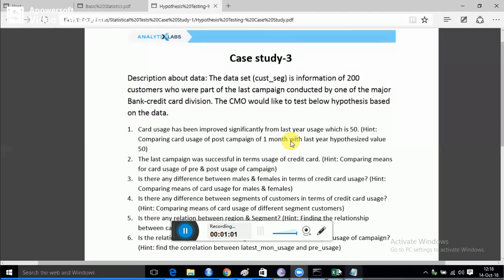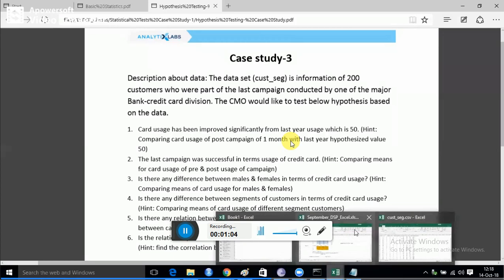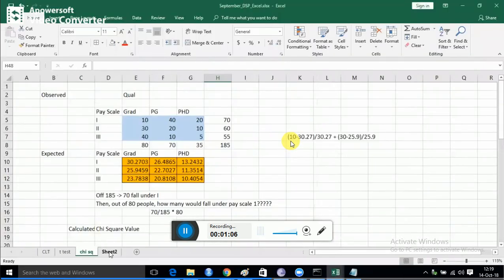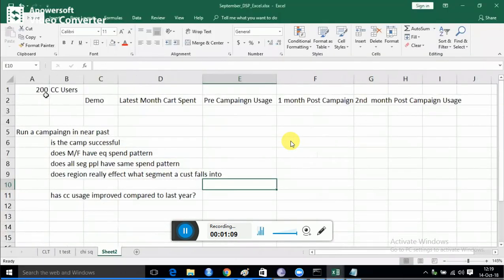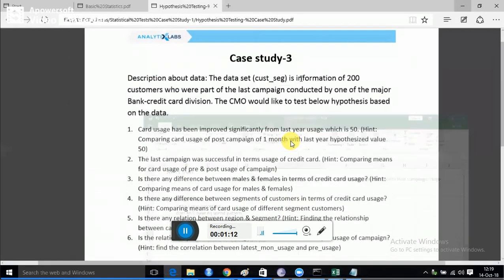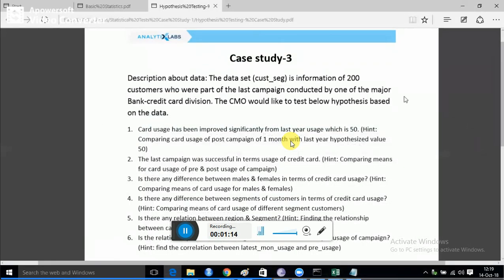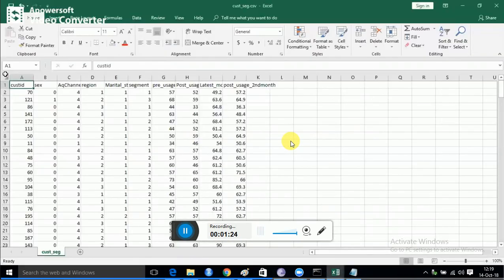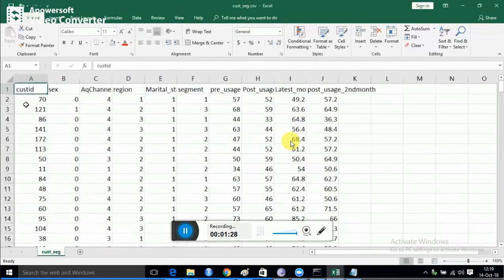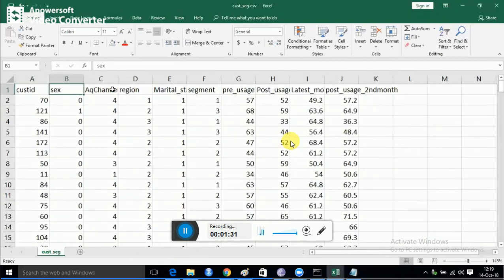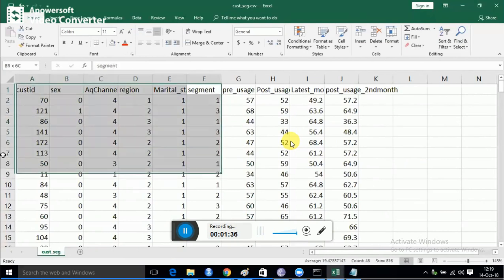All right. The first part of the question, like I've already told you: I've got 200 credit card users who were part of the last campaign conducted by one of the major banks' credit card divisions. So they would like to test the following hypothesis based on the data. What is our data here? Let's look at that first. This is my data. Like I've told you, I have my cust ID, sex, acquisition channel, region, marital status, segment. These are the demographic information that I have.